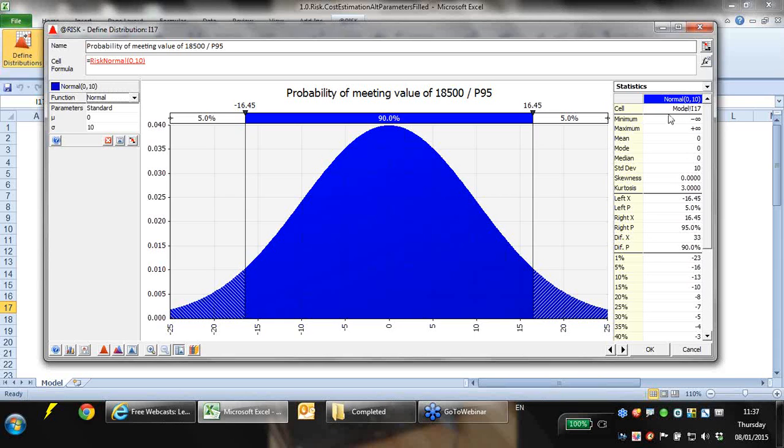So these are the theoreticals. A normal distribution has a theoretical minimum of minus infinity and a theoretical maximum of plus infinity. Now, I grant that some costs could have a theoretical maximum of plus infinity. It's incredibly unlikely, but it's a possibility, I suppose.